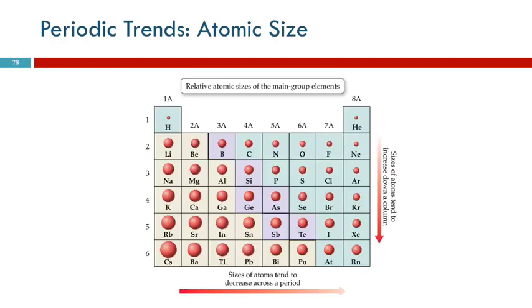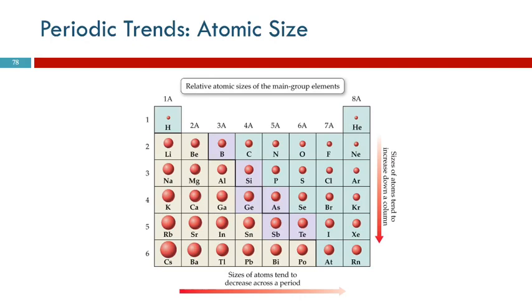So here is relative atomic sizes of the main group elements. And we see that as we go from lithium to neon, neon is significantly smaller than lithium. That's not what we expect. It decreases as we go across because of the increasing charge of the nucleus. As we start at the top of a column and move down, we see that the atoms get larger. That makes sense. Doesn't matter which column you look at, that happens.